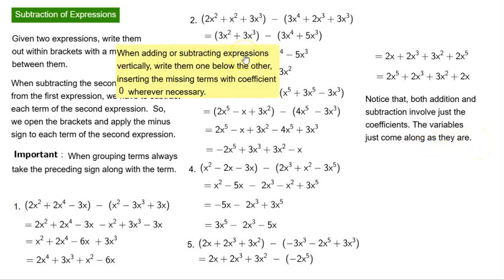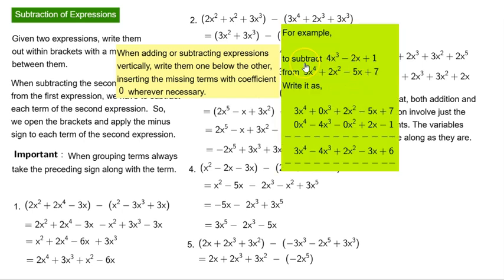When adding or subtracting expressions vertically, write them one below the other, inserting the missing terms with coefficient 0 wherever necessary. So for example, we have to subtract 4x cube minus 2x plus 1 from 3x to the power of 4 plus 2x square minus 5x plus 7. Write it as, from will come on top. So 3x to the power of 4 plus cube is not there. So 0x cube plus 2x square minus 5x plus 7.